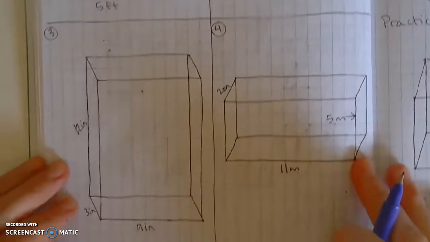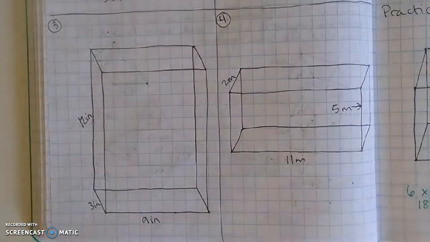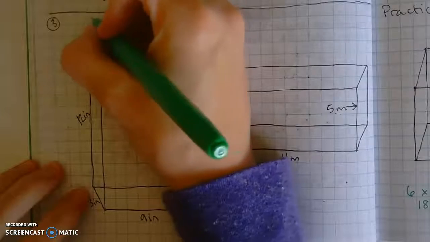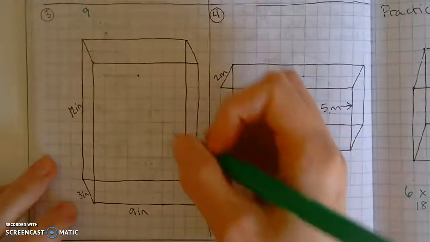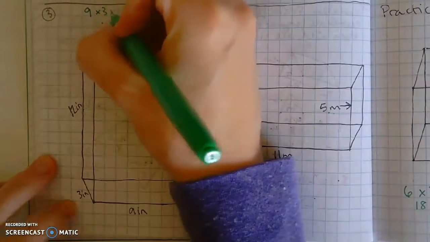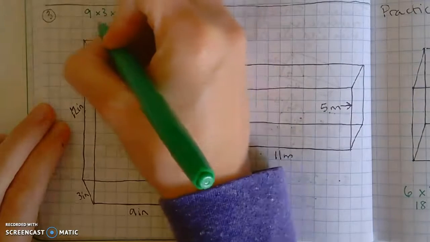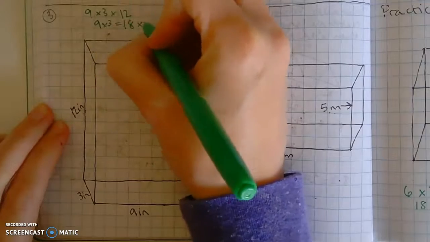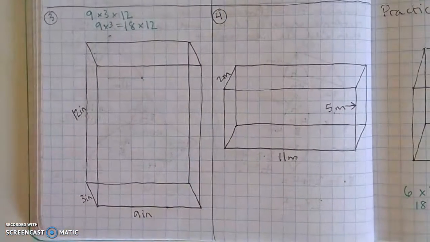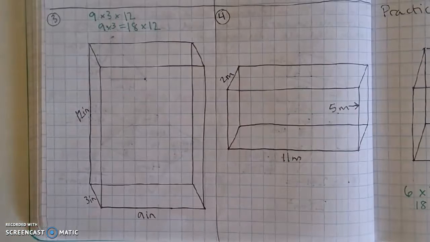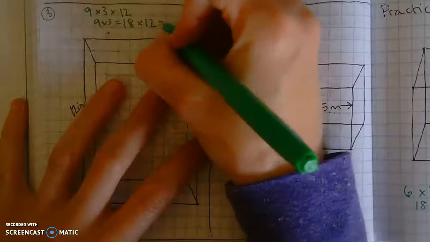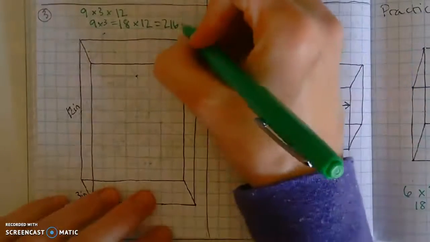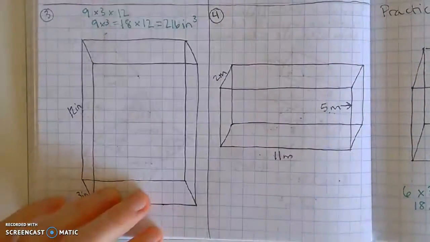All right, I'm going to go on down to number 3. So my base is 9, my width is 3, and my height is 12. So 9 times 3 equals 18. 18 times 12, well, that's another one I can't just do in my head. I could probably figure it out if I wanted to, but I'm not going to. So that's going to give me 216, and my unit of measure is inches. So I'm going to say inches cubed.